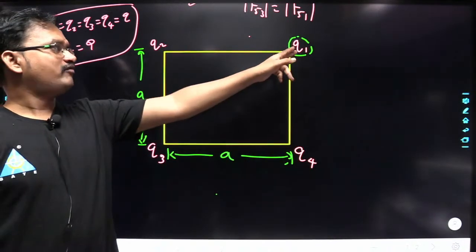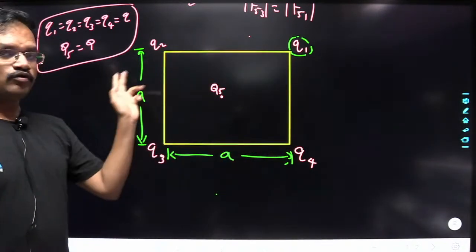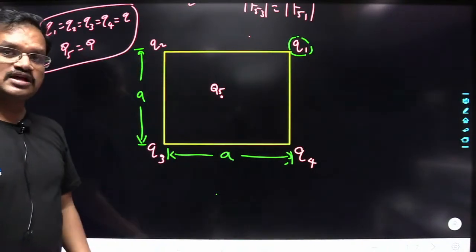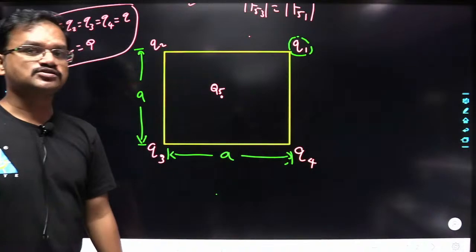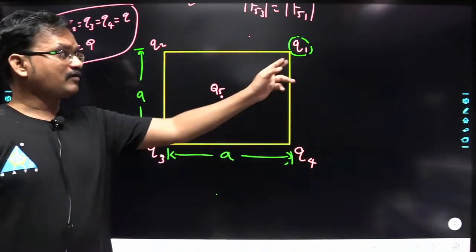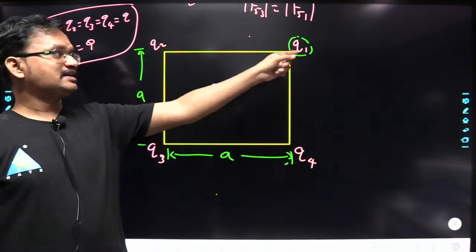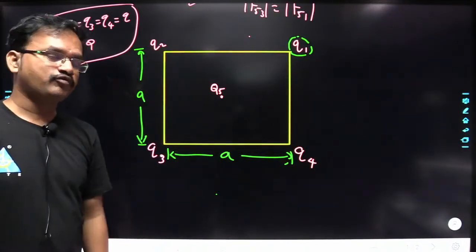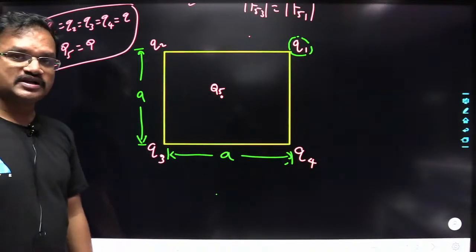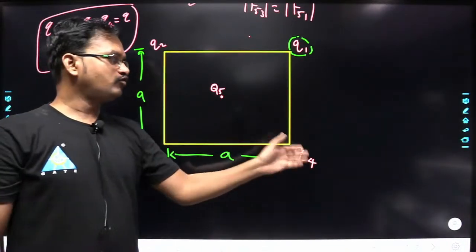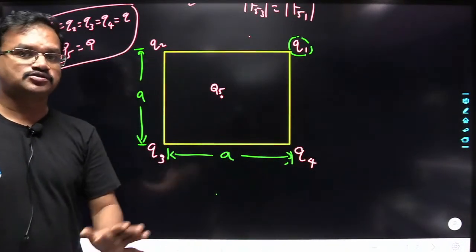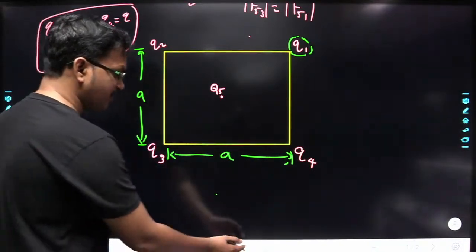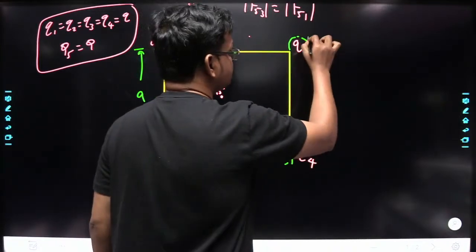Why? Because however Q1 is placed with respect to 4 charges, in the same manner Q2 is also placed, in the same manner Q3 is also placed, and in the same manner Q4 is also placed. Hence whatever magnitude of force is experienced by Q1, Q2, Q3 and Q4 are also going to experience the same magnitude of force. I hope it is crystal clear here, right?